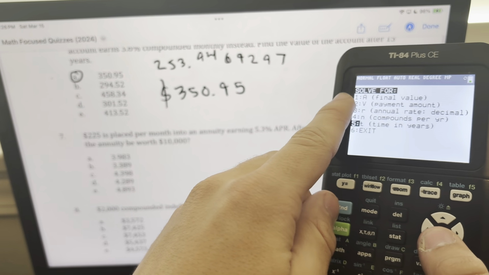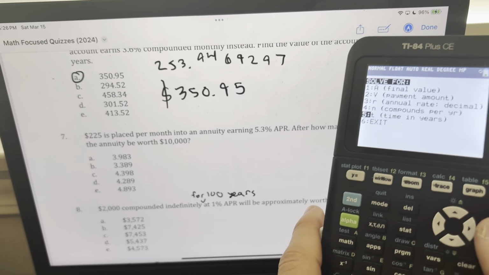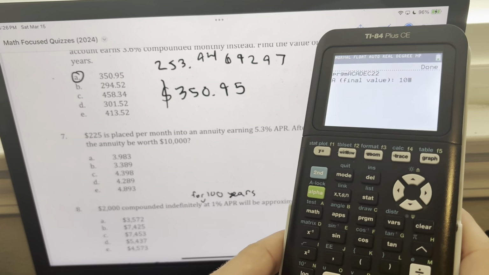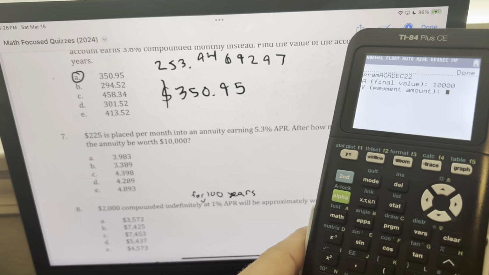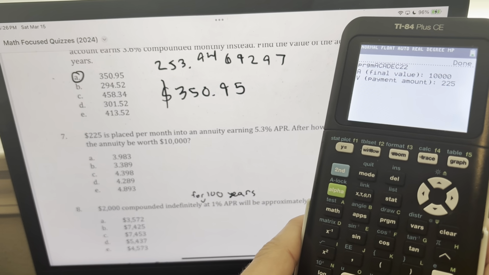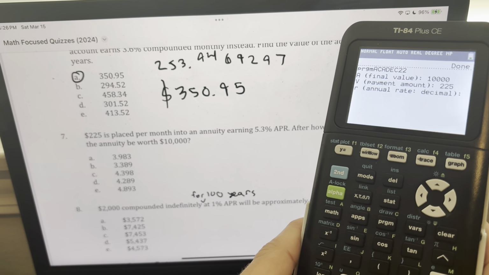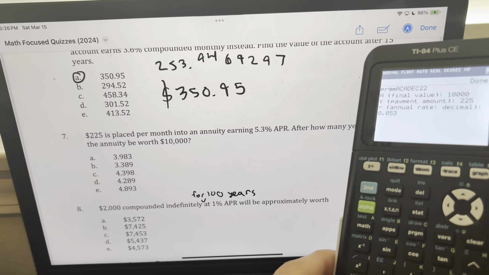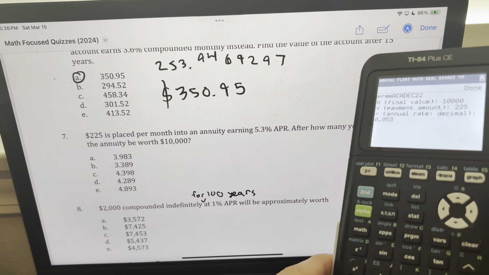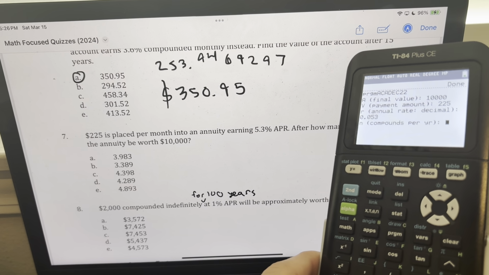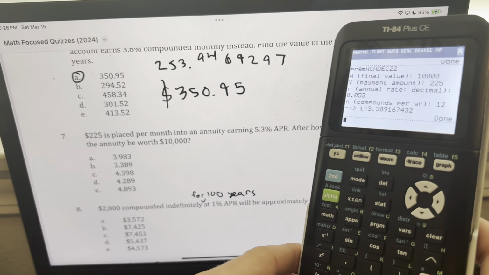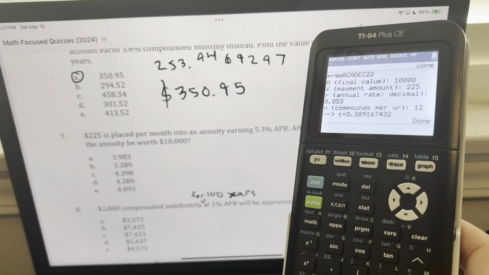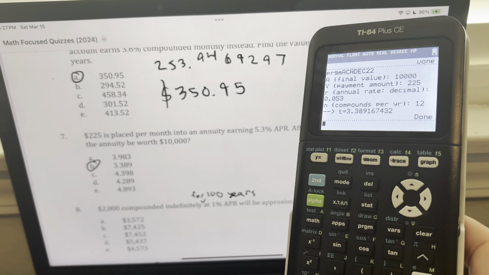So these programs give the ability to solve for different types of variables, as we've seen. So the final value we need is 10,000, and then payment amount is $225. Annual rate is 0.053. Compounds per year is 12 because we're putting in per month. And so we get 3.389, which is B.